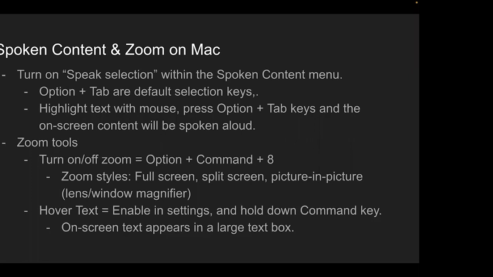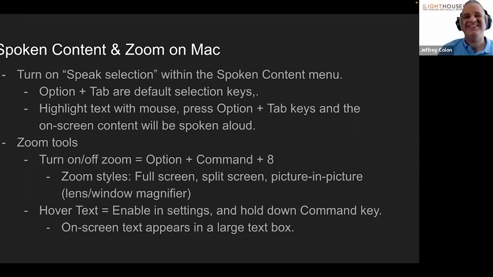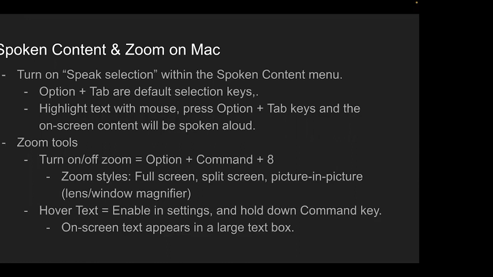Talking about Zoom tools as well, there are equivalent Zoom tools on Mac that are very similar to what's available on PC, as well as on Chromebooks. You can use the Option key plus Command plus the 8 key. I'm not really sure why it's the 8 key. I don't know either. But that does turn on Zoom, and there are 3 modes: a full screen mode, a split screen mode, and a picture-in-picture mode, which is like a lens magnifier, similar to what we talked about on Windows.